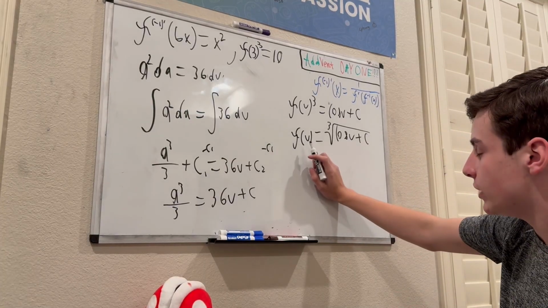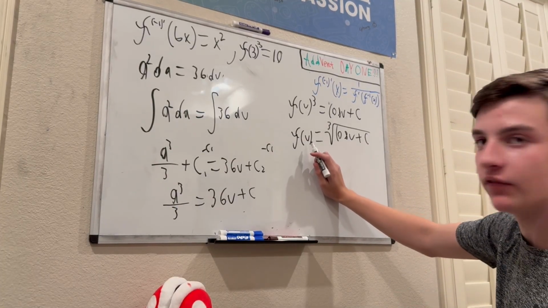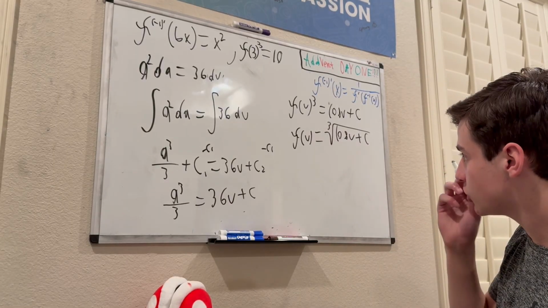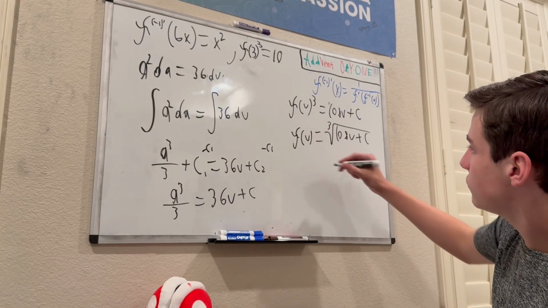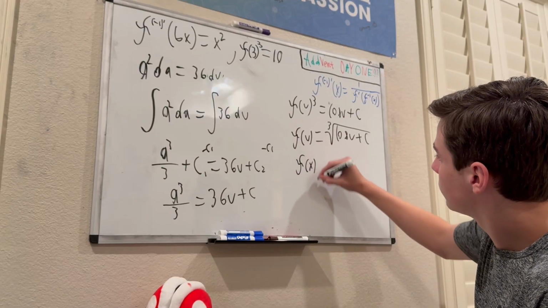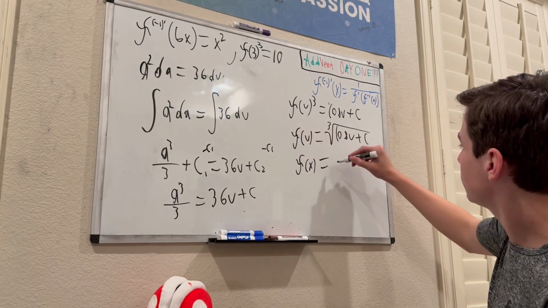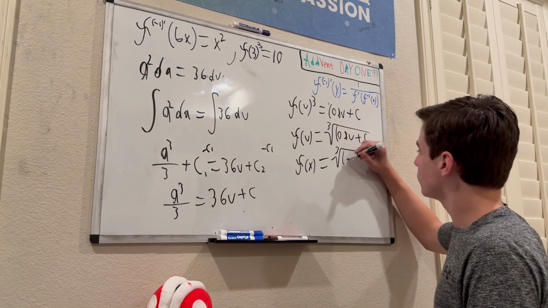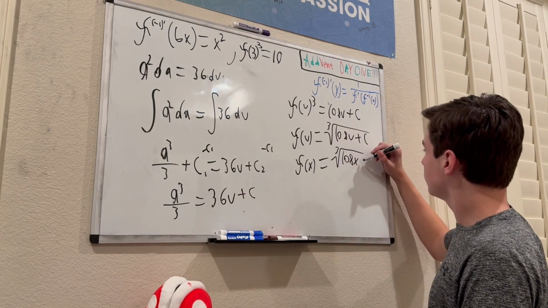And at this point, u has no significance here. It's just the input of the function. So what we can do is just sub that in with f of x. And this is going to be equal to the cube root of 108x plus c.